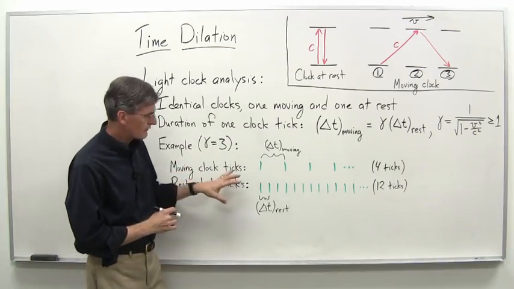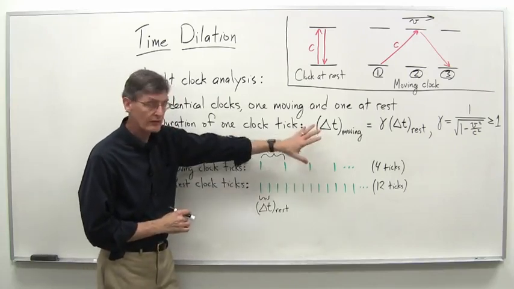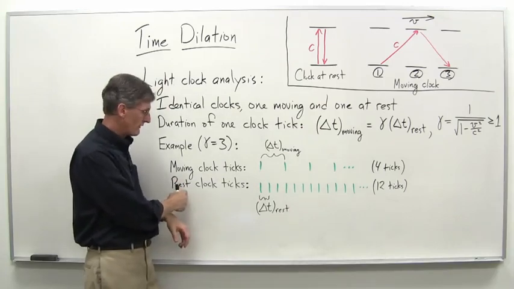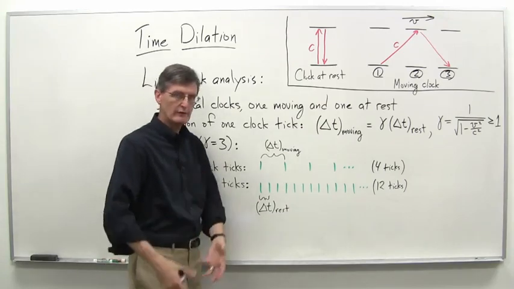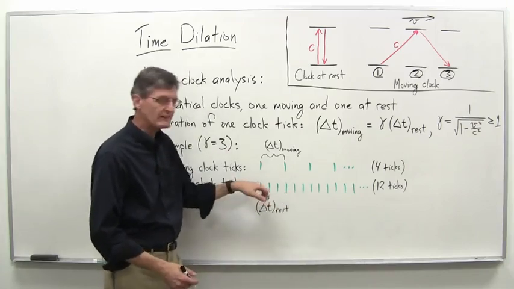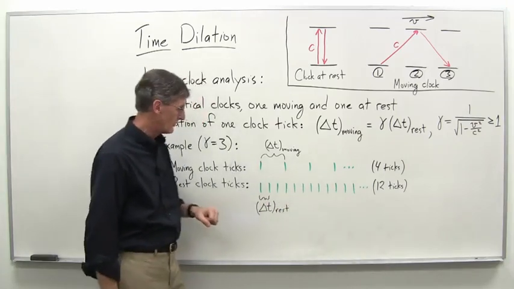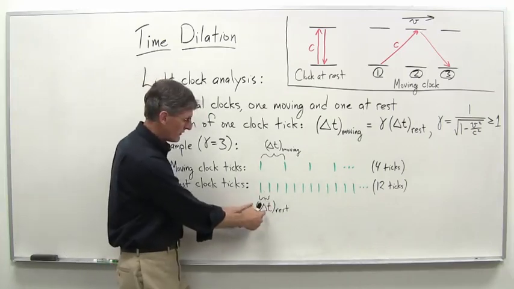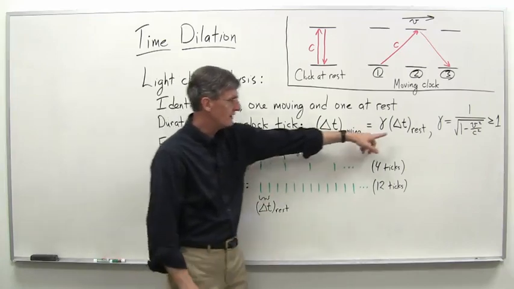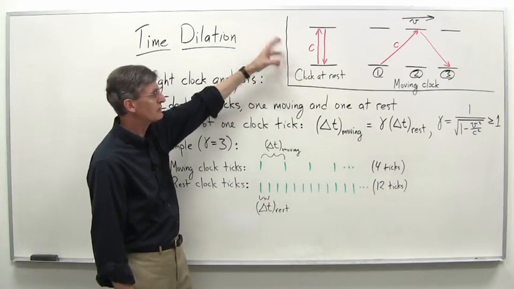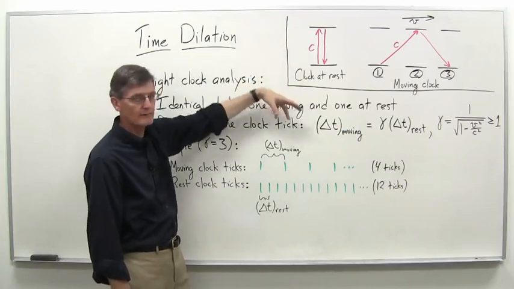Here, if we create a diagram of the clock ticks, here's what it would look like. Let's look at the rest clock first. The rest clock ticks, so that's Bob here with his clock, just ticking away nicely. So here are the ticks. Each line represents a tick of his clock. And the distance between the two ticks, that's this delta t rest here. That's the elapsed time, the time duration for one tick. The light goes up and comes back down.